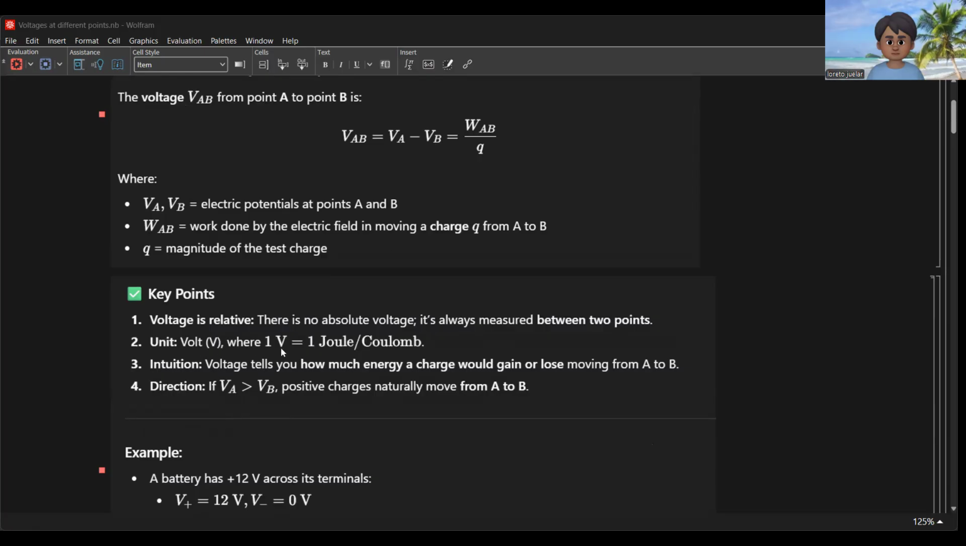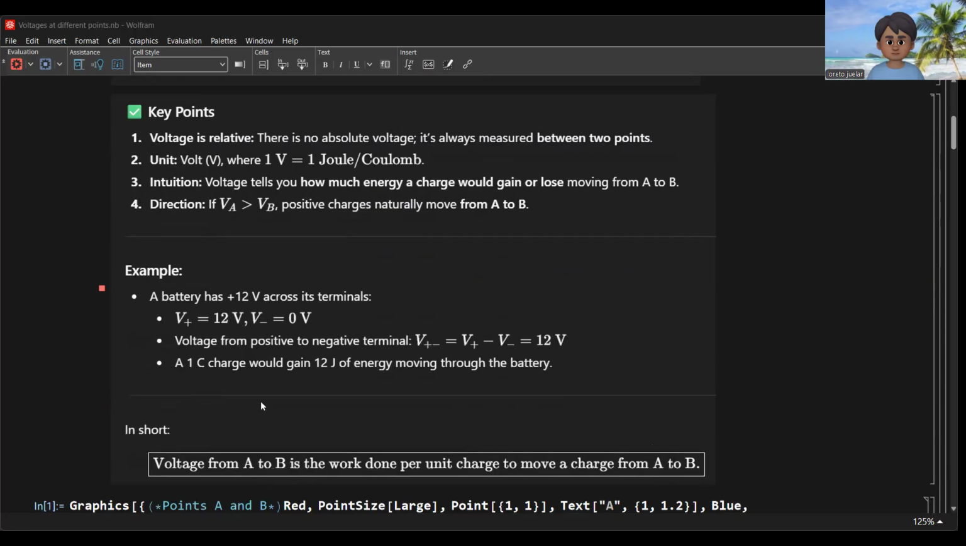So 1 volt is equal to 1 joule per coulomb. The intuition of voltage tells you how much energy a charge will gain or lose moving from A to B. So if the voltage at point A is greater than the voltage at point B, positive charges naturally move from A to B.